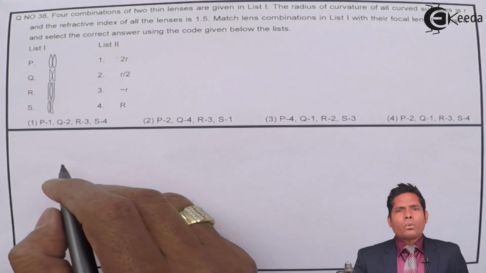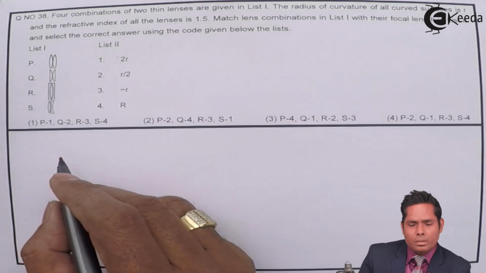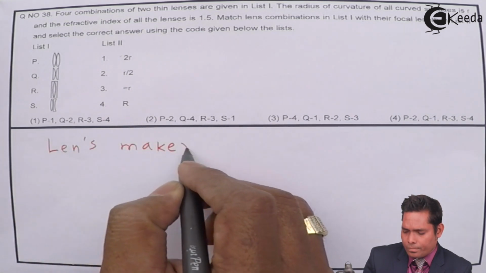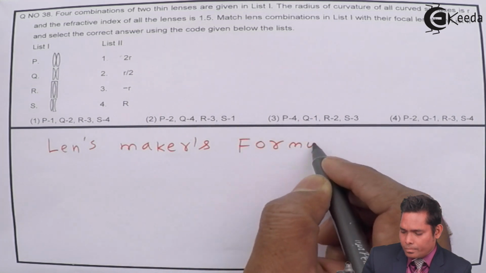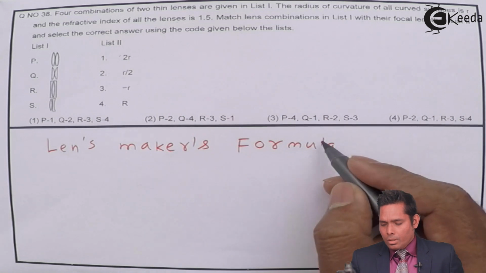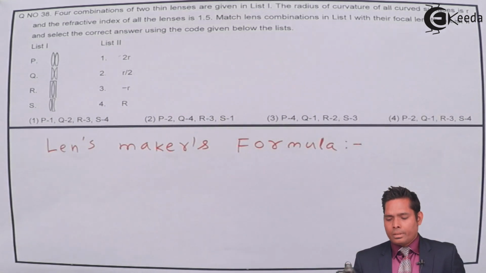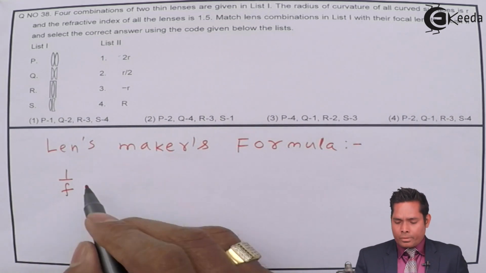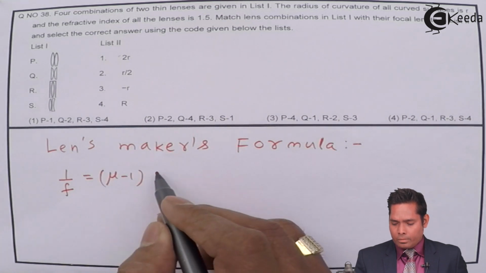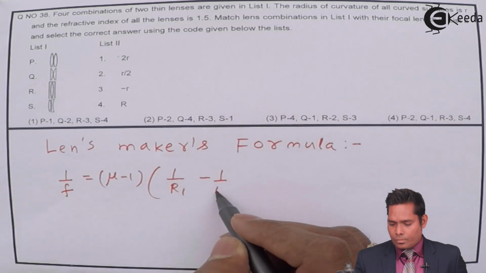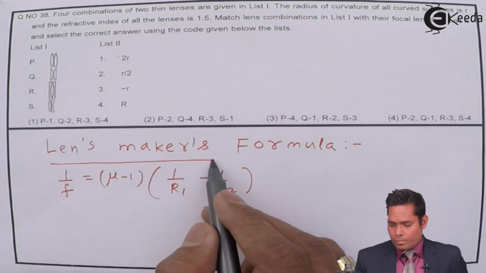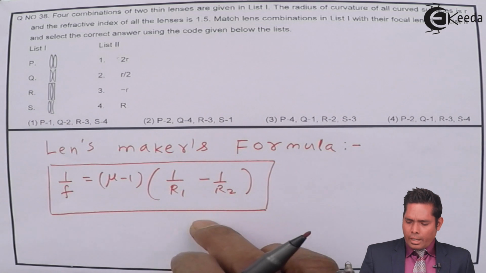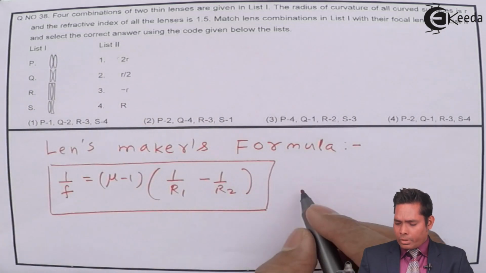First of all, we have a lens formula that is called the lens maker's formula. So we must know what the lens maker's formula is. First of all, we write the lens maker's formula. What is that? That is 1 upon f is mu minus 1. This is the lens maker's formula and we have to use it. This is the first formula.